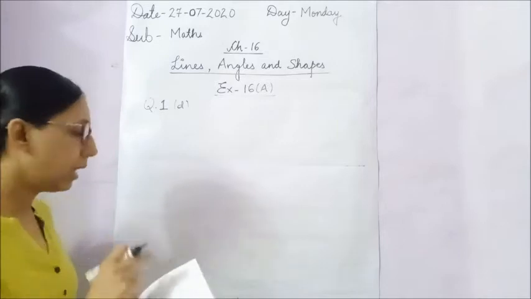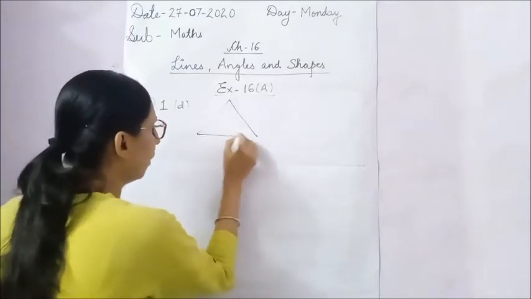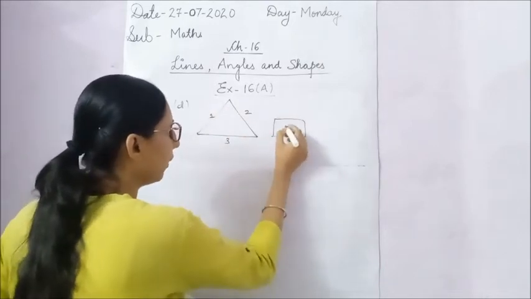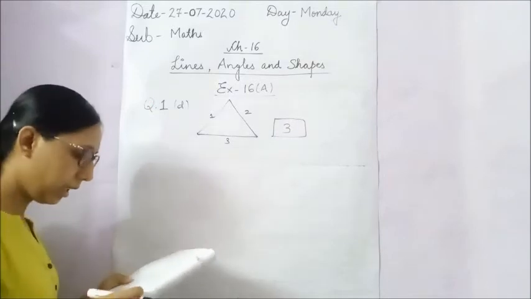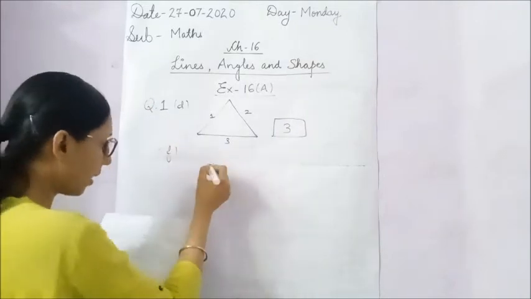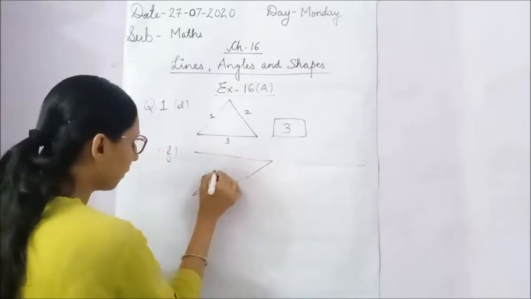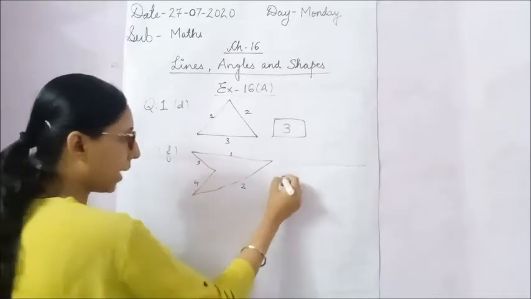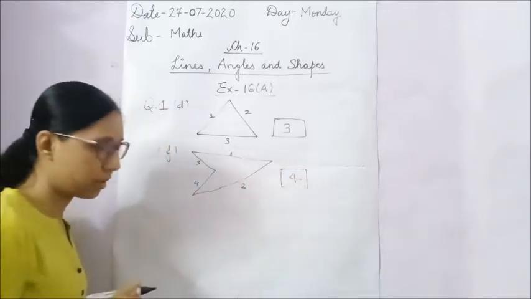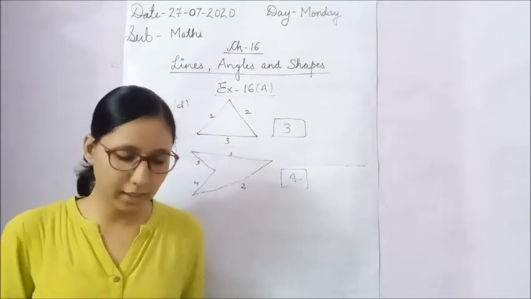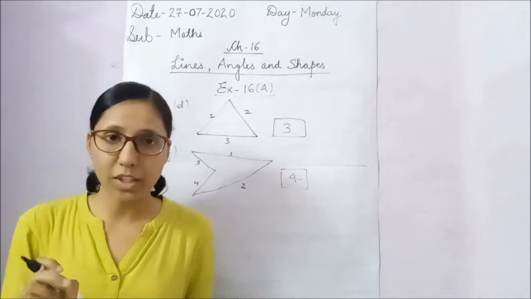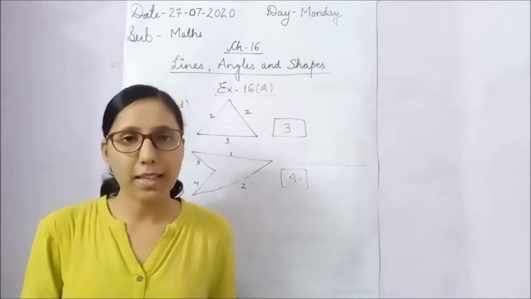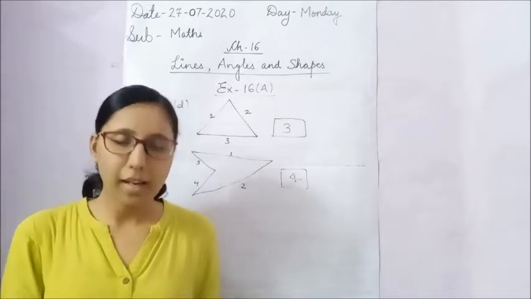For example, in the D part there is a triangle. So a triangle has 1, 2, 3 line segments. So you will write 3 in this box. Similarly, the F part is made like this and it has 1, 2, 3 and 4 line segments. So you will write 4 in that box. Similarly you have to do all the sums in your book only. Then in question number 2 you have to match which has 2 end points, 1 end point and no end points. So according to line segment, line and ray you will match in A and B part.